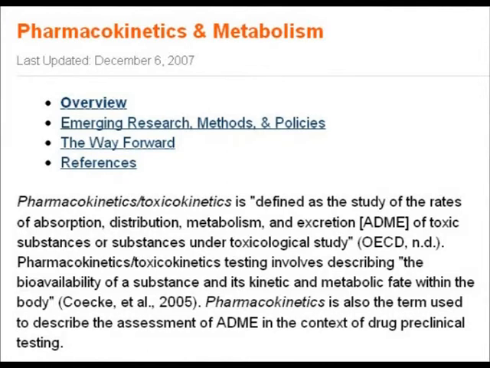Pharmacokinetic/toxicokinetic testing involves describing the bioavailability of a substance and its kinetic and metabolic fate within the body. Pharmacokinetics is also the term used to describe the assessment of ADMER in the context of drug preclinical testing.